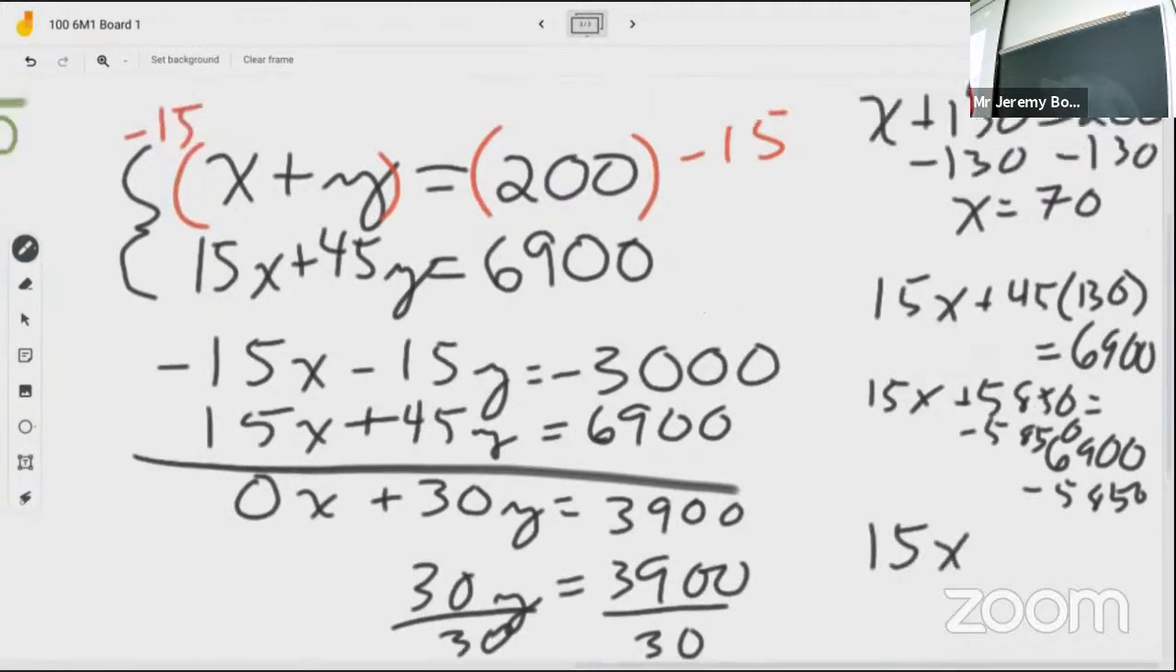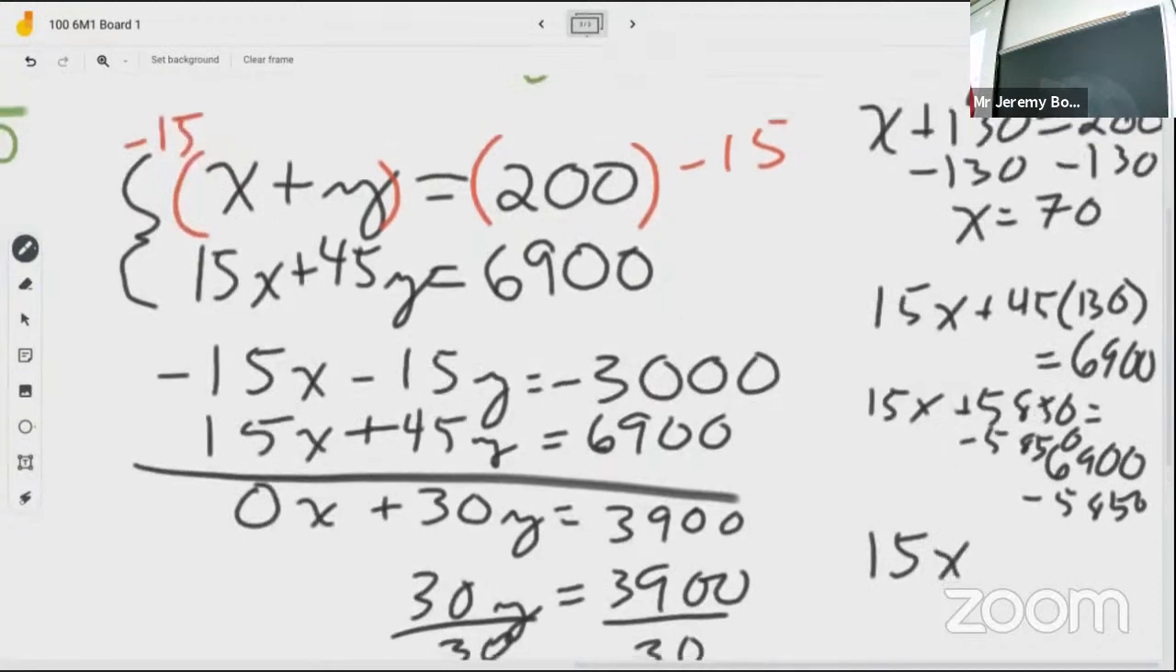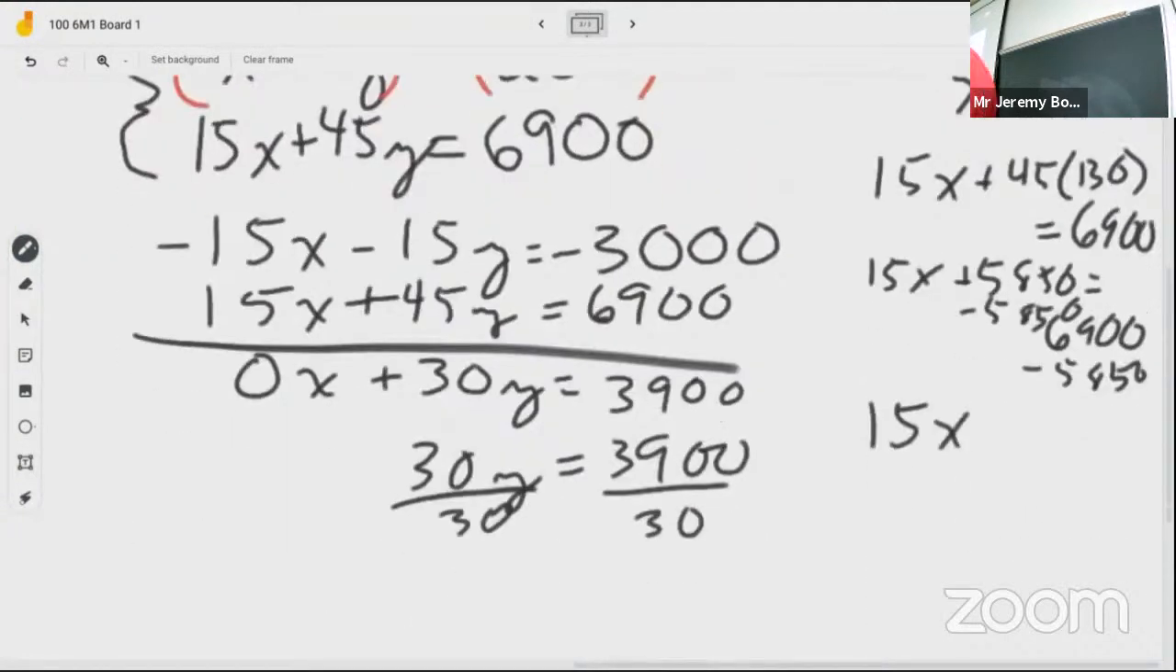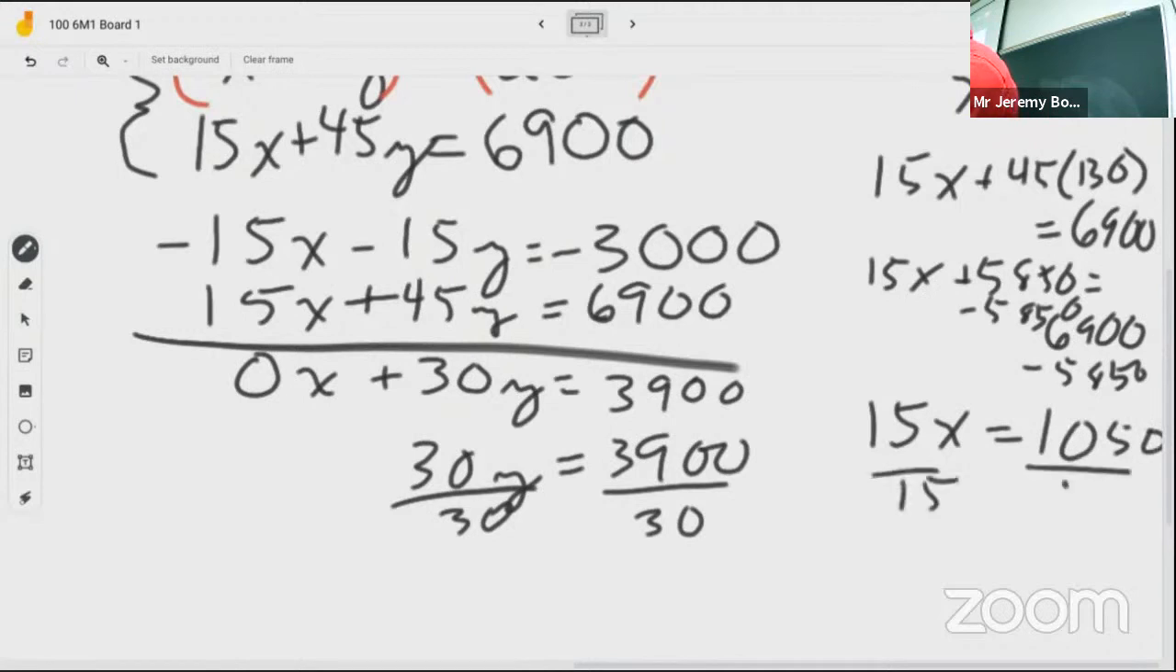wait, that makes this up somewhere. No, I guess not. Okay. I'm thinking of a different problem. All right, 15x is equal to 6900 minus 5850, which would be 1050, and divide by 15. Let's see what we get. Hopefully it's the same thing. 7. Yeah. So you can do it either way because most relationships hold true.